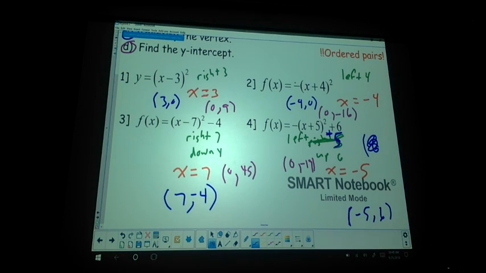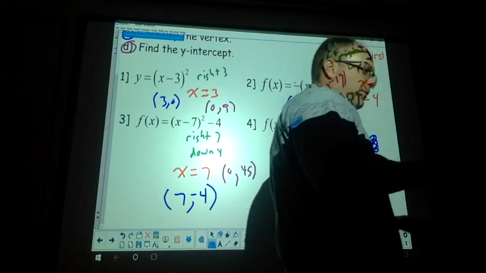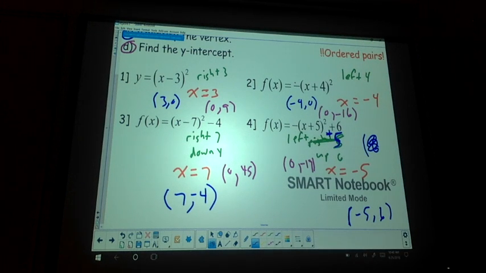Let's decompress for a second. We just kind of hit a whole bunch of stuff. Okay, so does everyone feel comfortable with the right, left, up, and down shifting of the vertex? Is anyone stuck on that? No. Okay, so the vertex is handed to you. If you know that it's going to shift right or left, or up or down, it's going to identify the vertex for you because the vertex normally was at 0, 0.